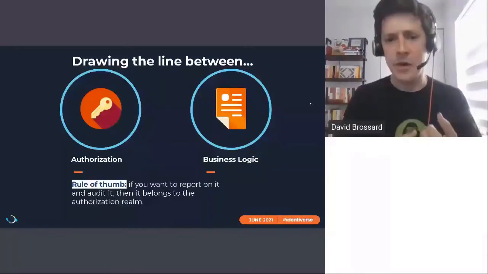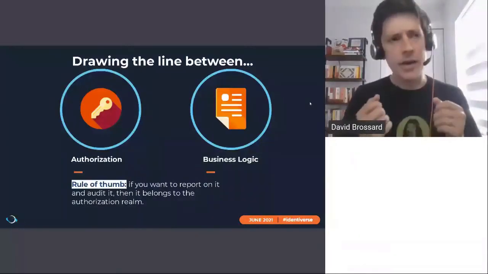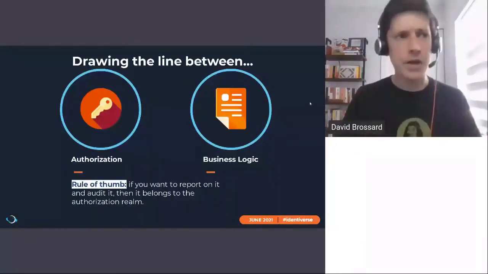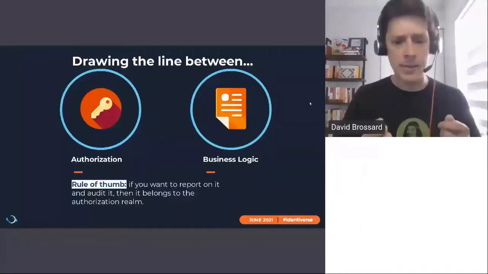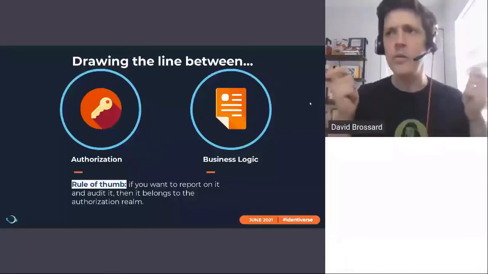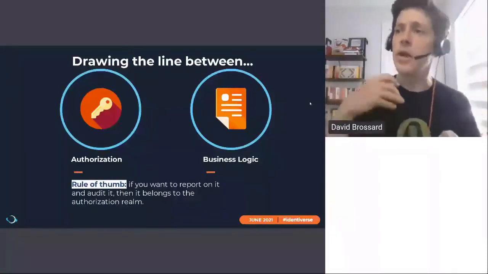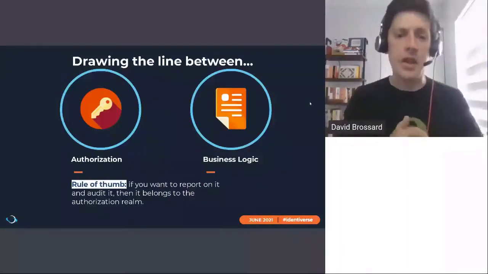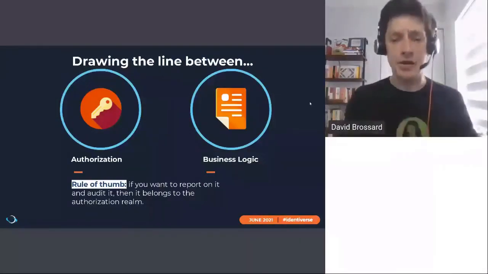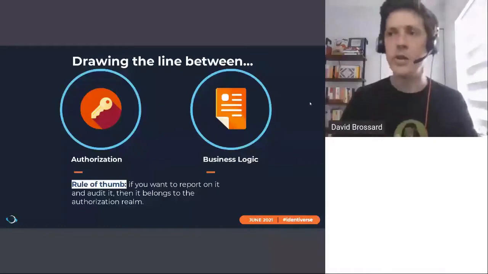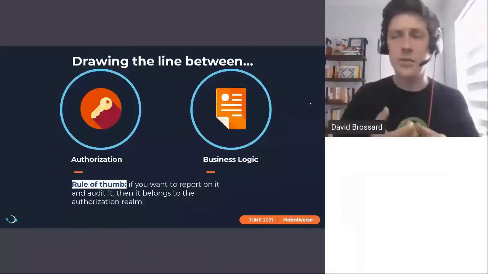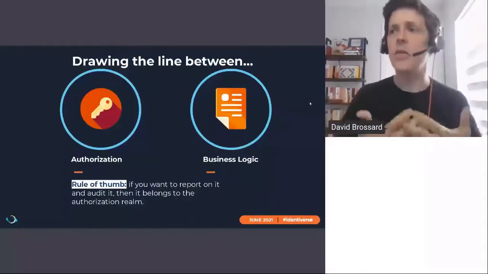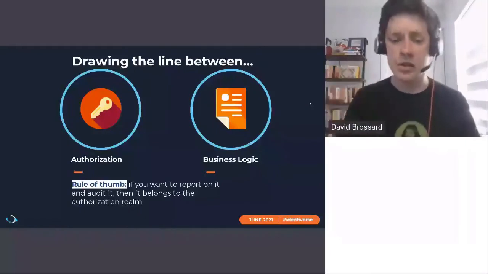Well, the reason is the following. My rule of thumb is the following. If you want to be able to audit your authorization, if you want to be able to prove that you're doing the right thing, if you want to be able to prove that you're in compliance with GDPR or another piece of legislation, then you probably want to express it in authorization. If, however, what you're trying to express is just pure business, has no security value, no authorization value, then stick it into the business logic.